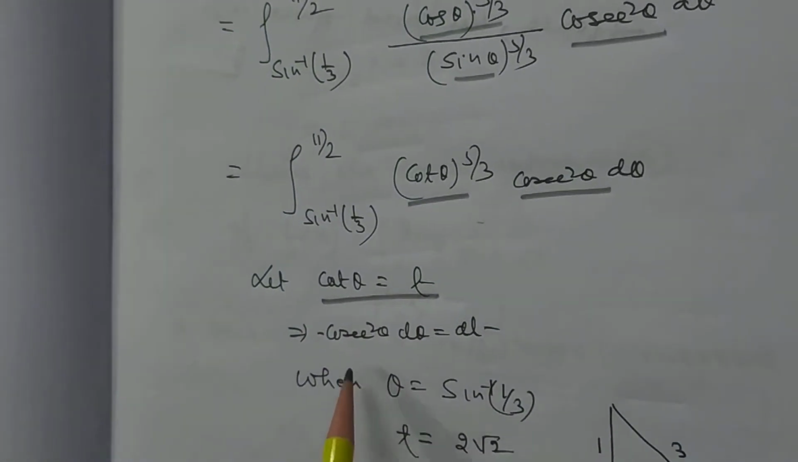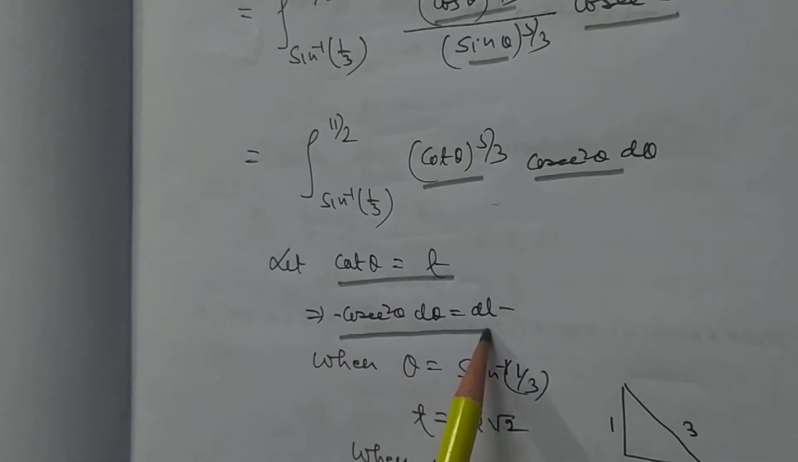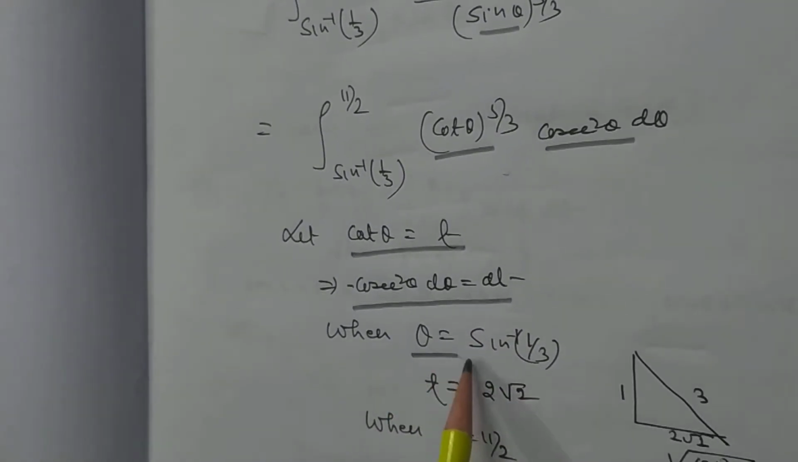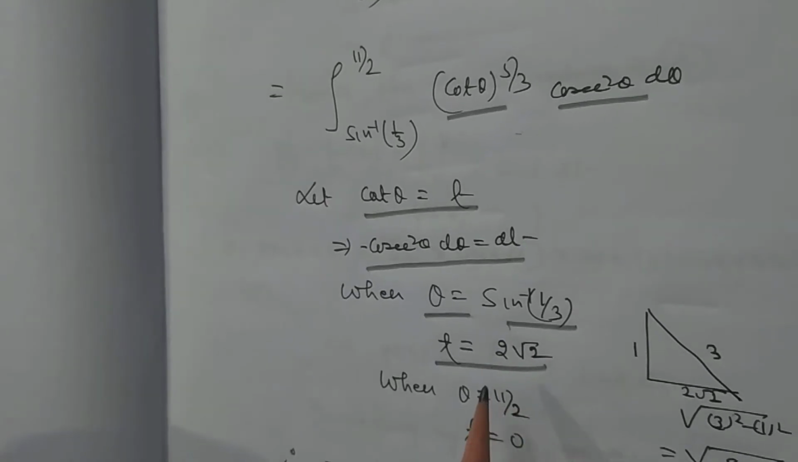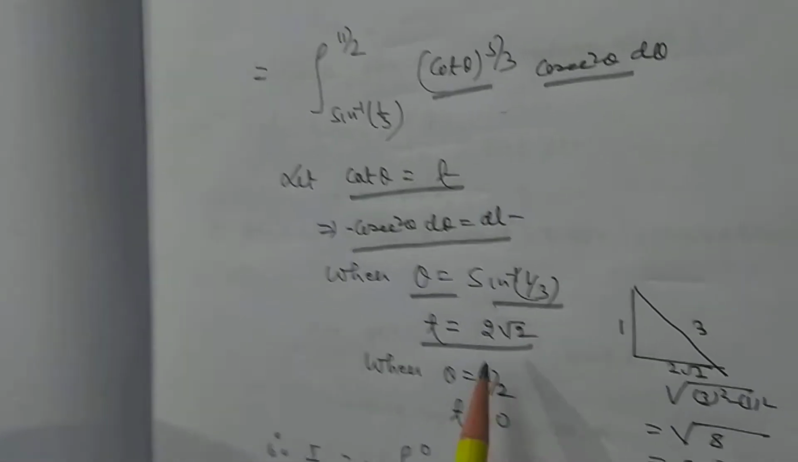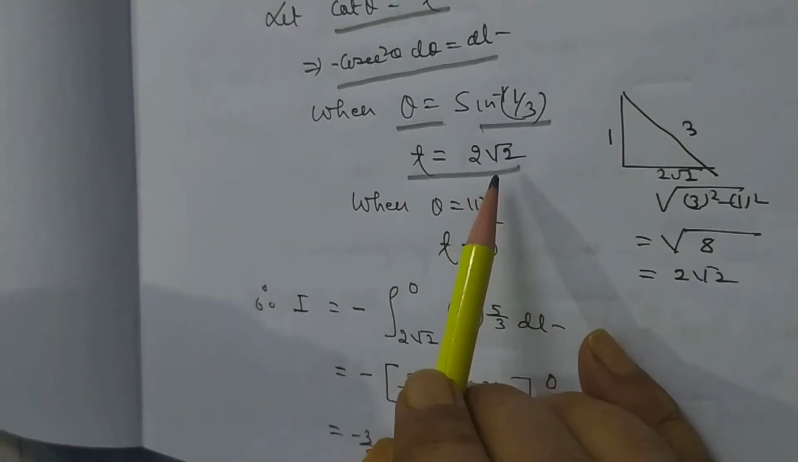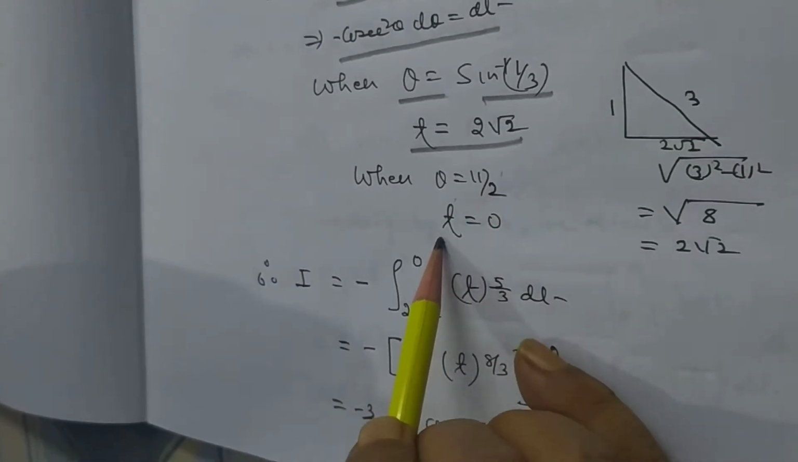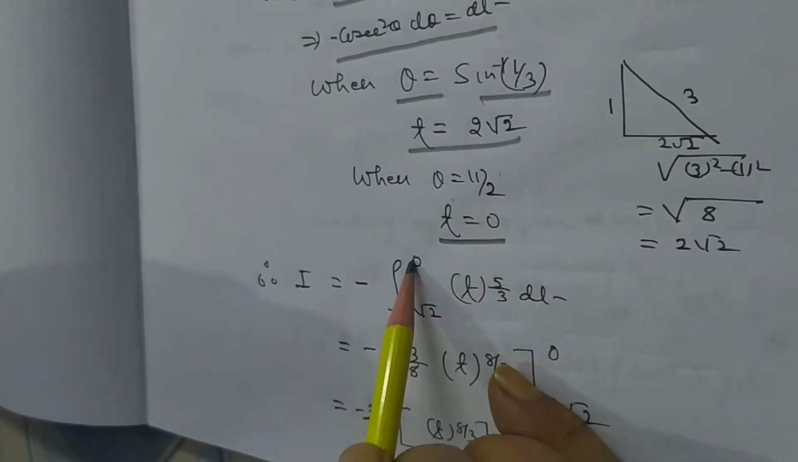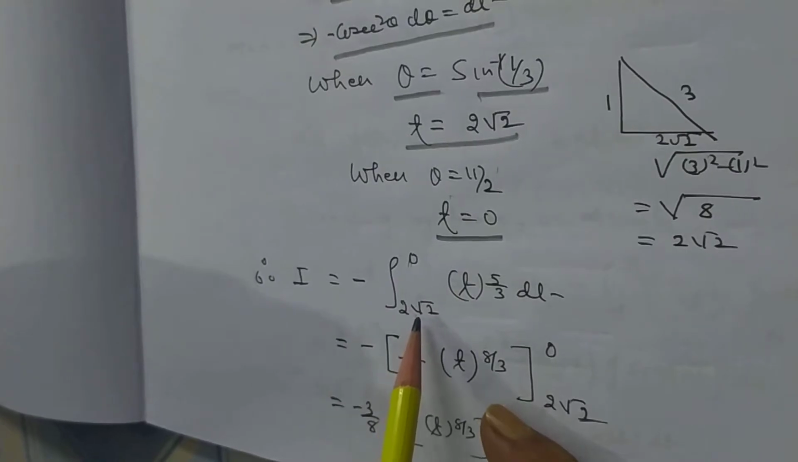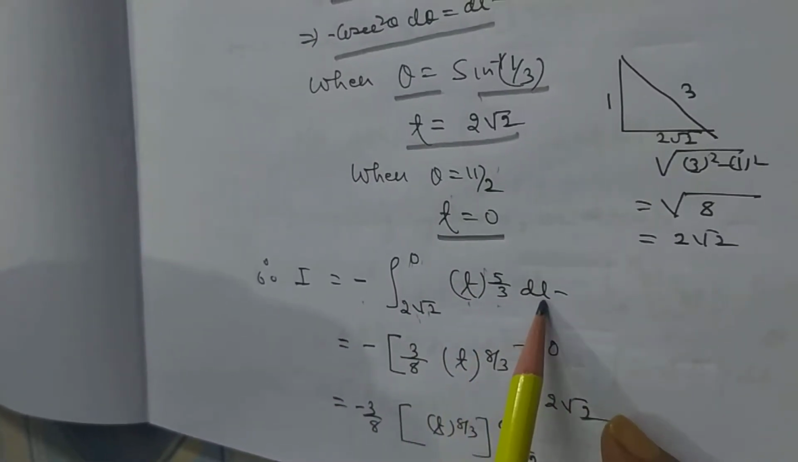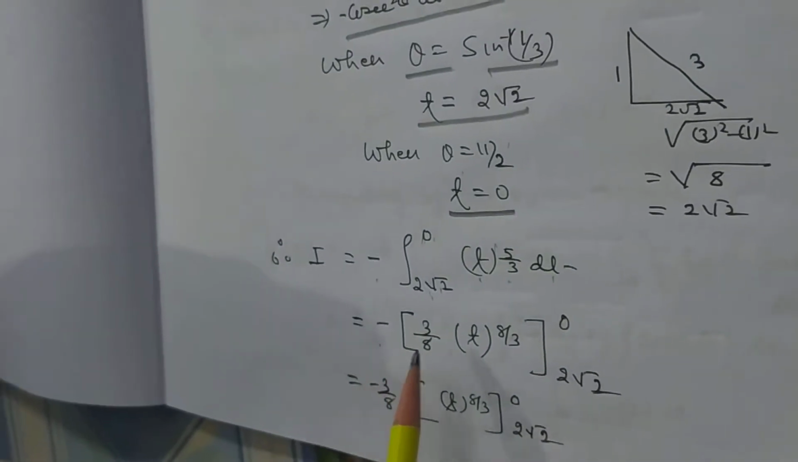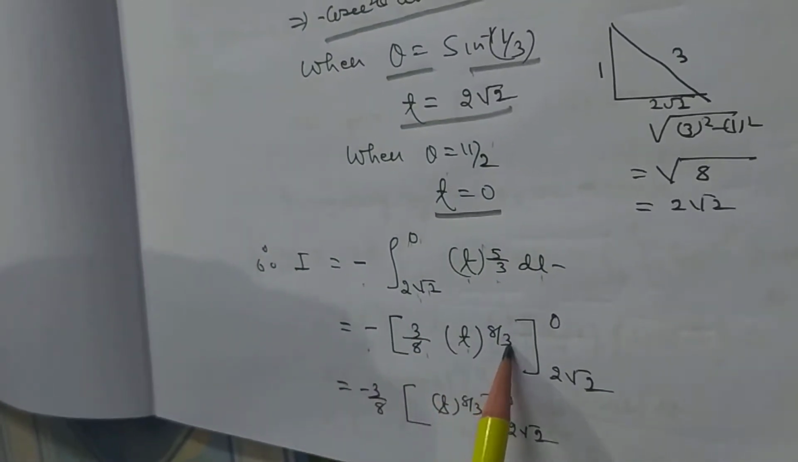Let cot theta be equal to t. Minus cosec square theta d theta is equal to dt. Theta is equal to sin inverse 1 by 3, so t is equal to 2 root 2. And now theta is equal to pi by 2, t is equal to 0. So you change the limit: 2 root 2 to 0, minus t to the power 5 by 3 dt. And it will be minus 3 by 8 t to the power 8 by 3.